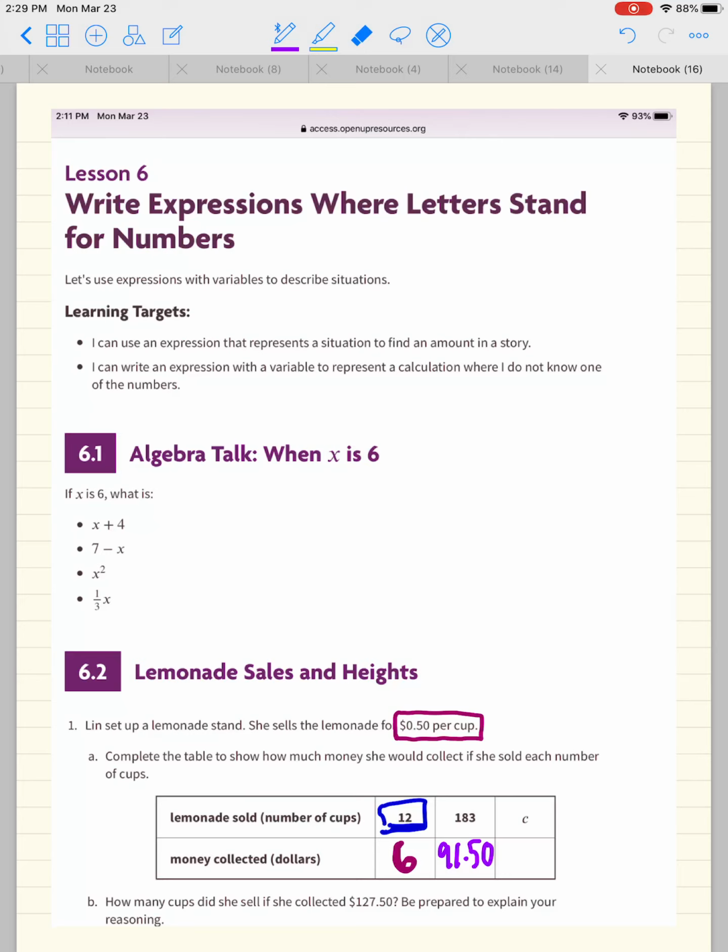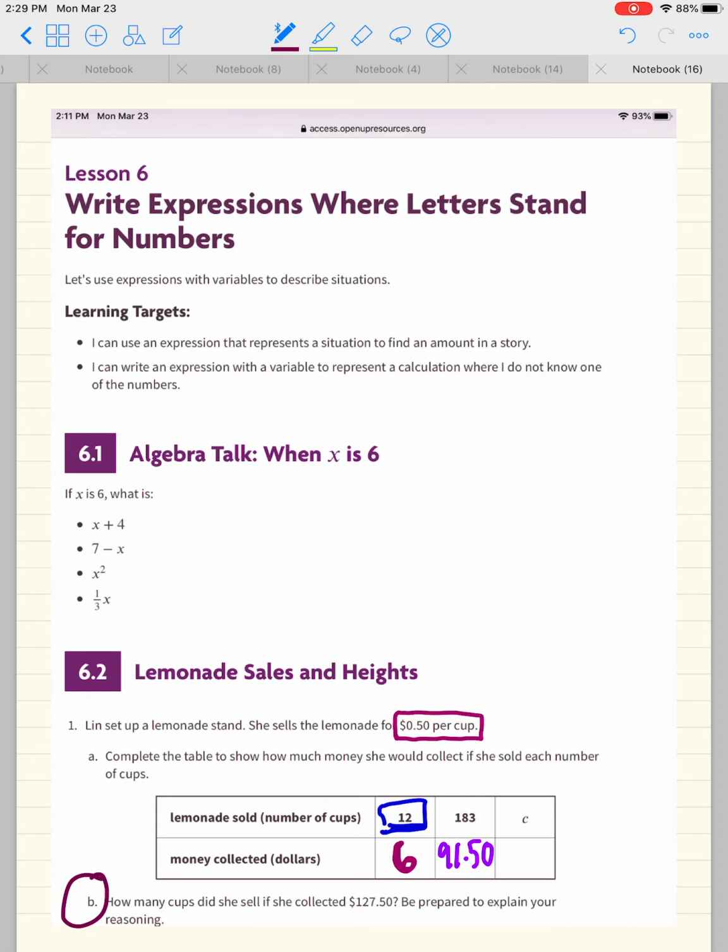All right, the last one says C. So we don't yet know what C is until we look at B. And B tells us how many cups did she sell if she collected $127.50. Be prepared to explain your reasoning. I want you to take a minute, pause the video, and try and reason with how we could go about solving for C.